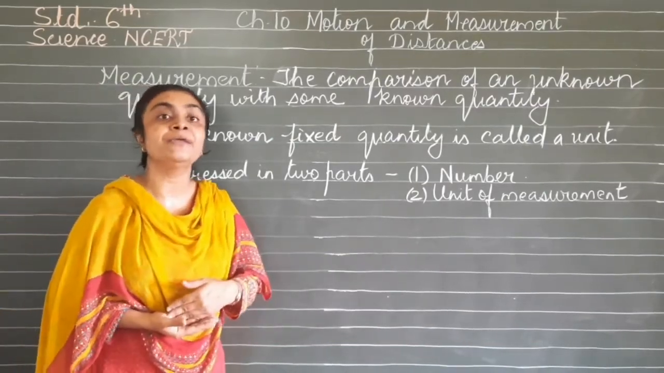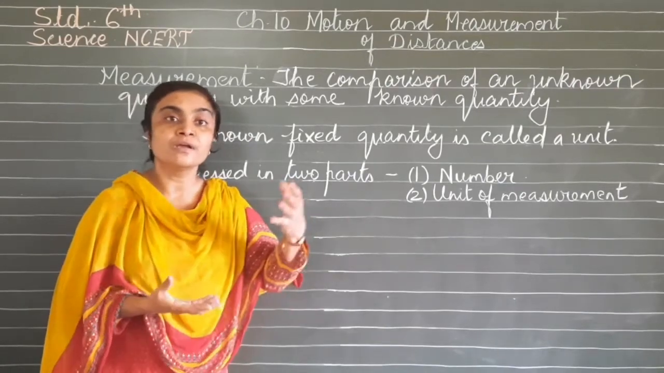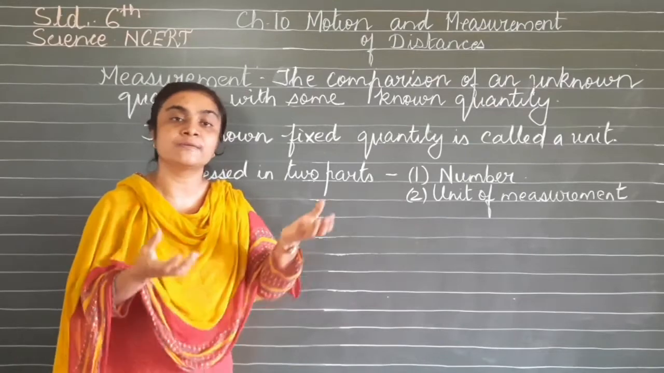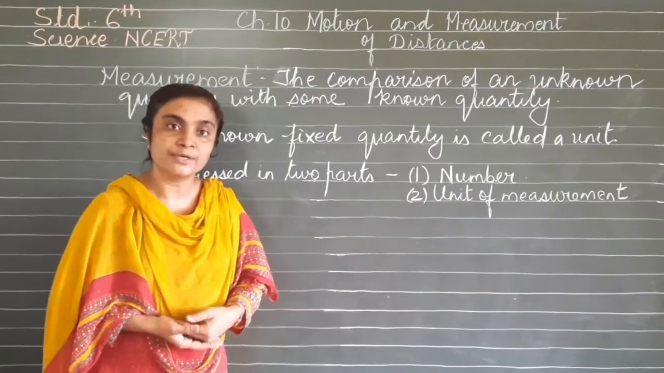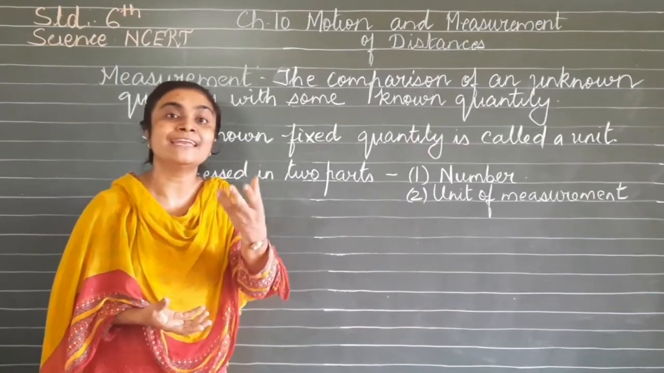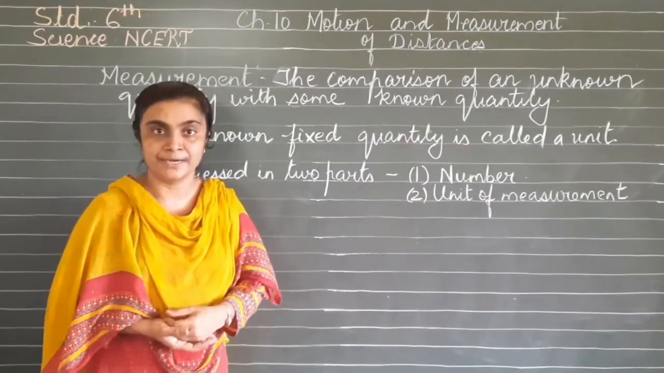Suppose you want to buy anything, a vegetable, so there will be some quantity. Suppose you are purchasing tomatoes. Of tomatoes you will not say that I want the tomatoes. You want a particular number.